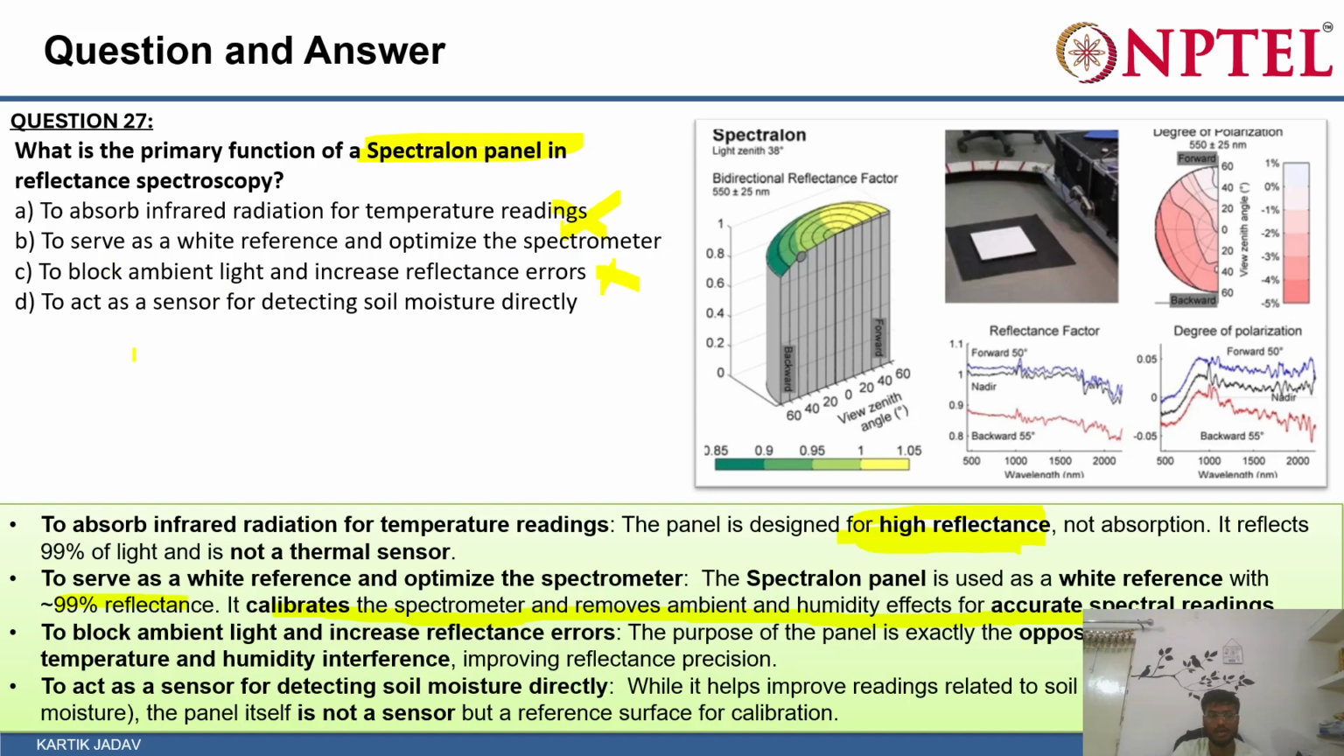And acting as a sensor for detecting soil moisture directly. So while it helps to improve readings related to soil properties, it does not sense soil moisture directly. So the correct answer is option, right? The primary function of the spectralon panel is to serve as a white reference and optimize the spectrometer.